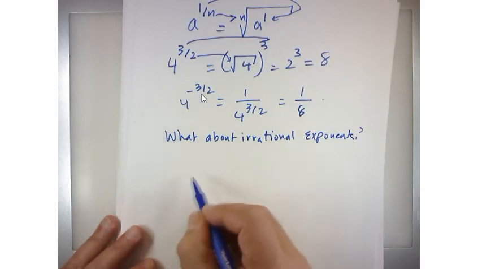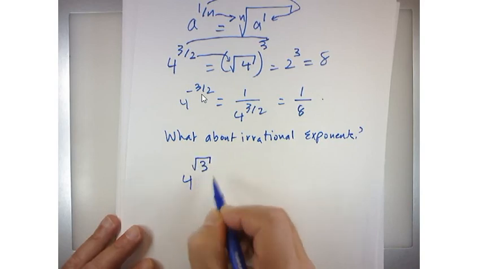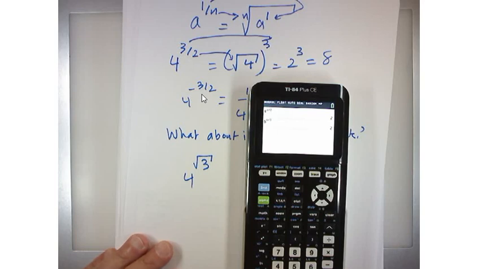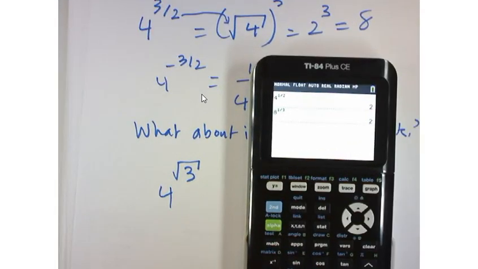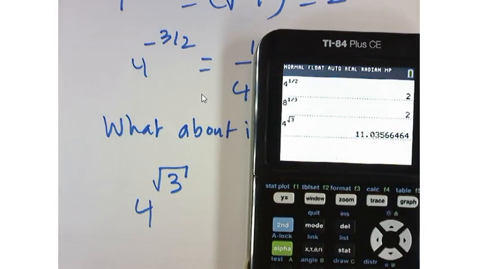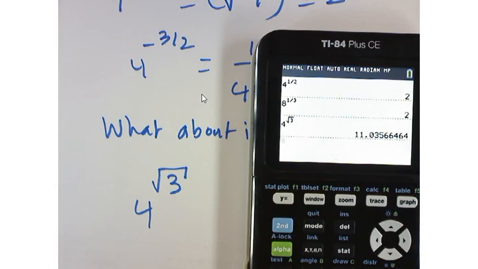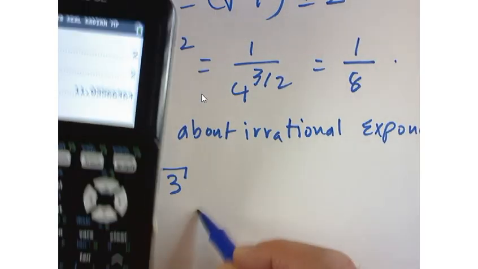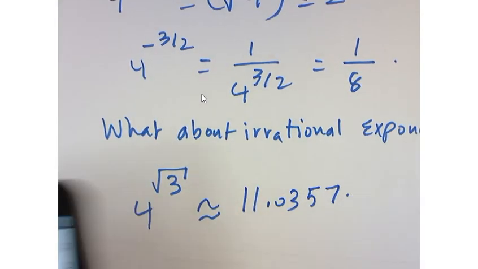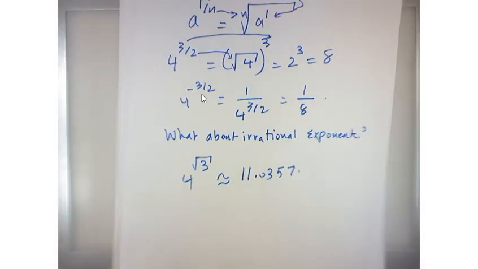Well, let's try, for instance, 4 to the square root of 3. The only way we can do this at this point is to put it in our calculators. So 4 to the power square root of 3, and it's an irrational number, and you can see that the answer is a non-repeating, non-terminating decimal. So we're just going to bring down 4 decimal places, and the question on the test, if we have something like this, will tell you how many decimal places you should attach to that.